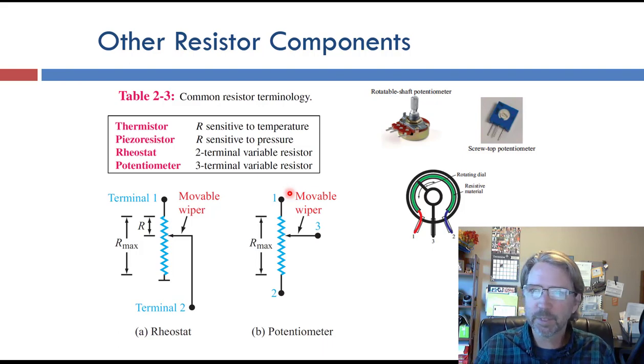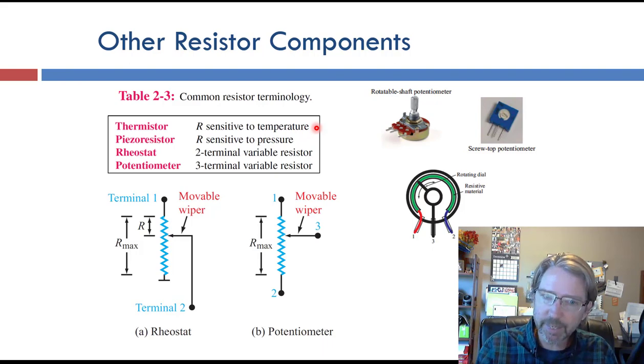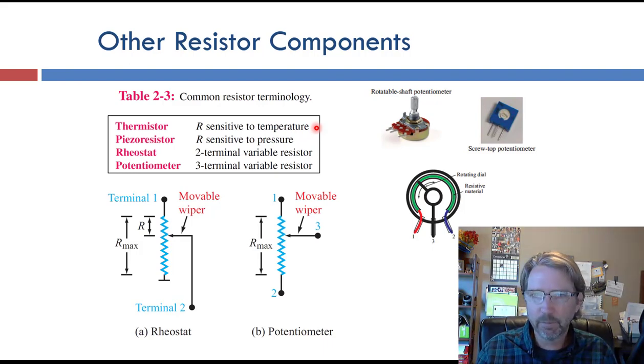There are other forms of resistors. This table shows things like a thermistor, which is a sensor where the resistance changes with temperature. We'll use those in the instrumentation class, ME360, next fall. Piezo resistance is something that changes resistance with pressure, so sometimes those can be used for touch sensors. And then we have these variable resistors.